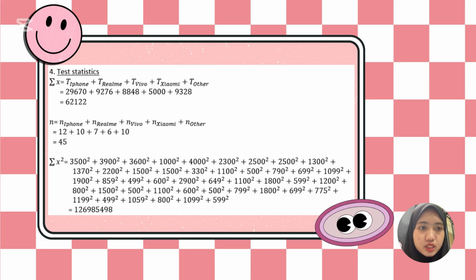Step 4 is the test statistic. The first one we need to find is the summation of x. The summation of x is the iPhone plus the Realme plus the Vivo plus the Xiaomi plus the others, and we get 62,122. Next, we need to find the n. N is equal to 45, and we need to find the summation of x squared. We will add up all the values for smartphone prices squared, and we will get 1,269,854.90.